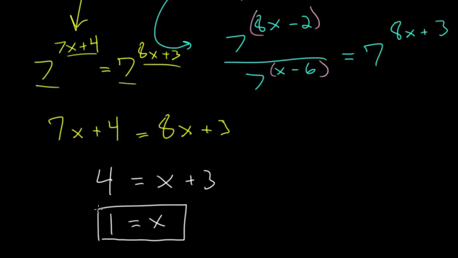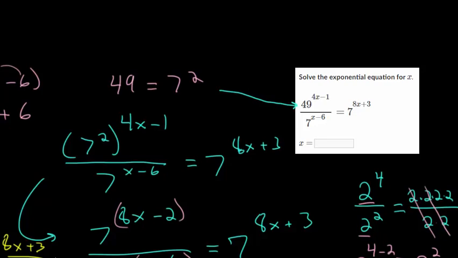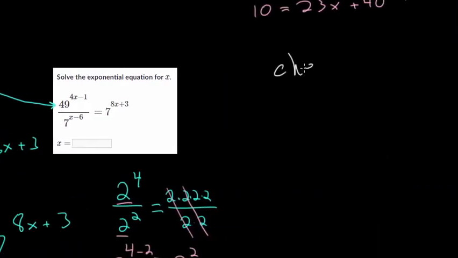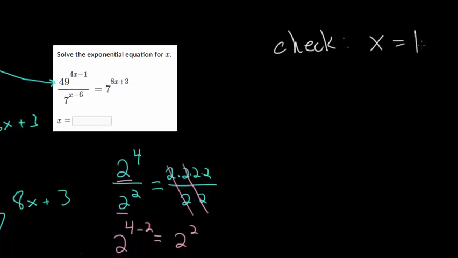And at this point, we'll check our work. We'll plug 1 back into the equation. And for this one, since it's our last one, let's just check it by hand, especially considering that it's a nice, clean whole number. We're just going to check here. Let me scroll back down just a bit. That x is 1, so we're going to replace anywhere we see an x with 1. So you get 49 to the 4 minus 1, which is 3, divided by 7 to the 1 minus 6, which is negative 5. And we're hoping this is equal to 7 to the 8 plus 3, which is 11.